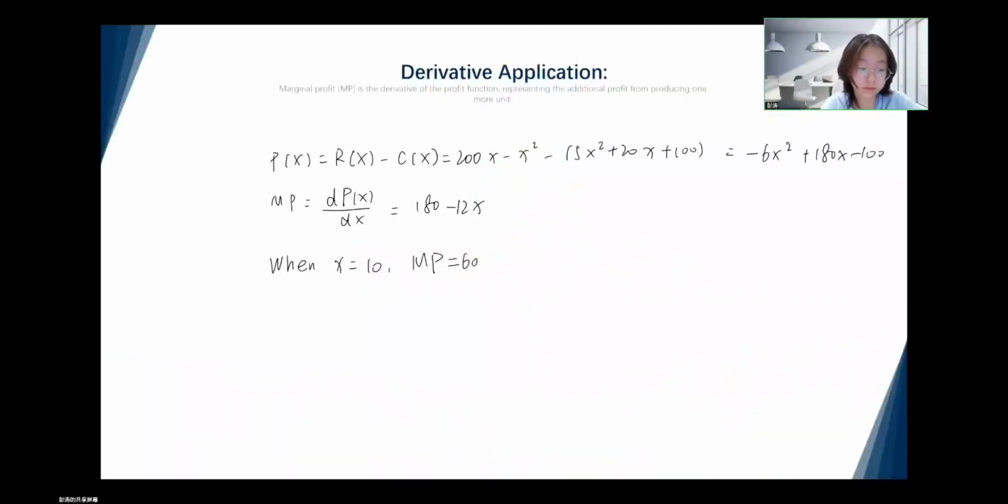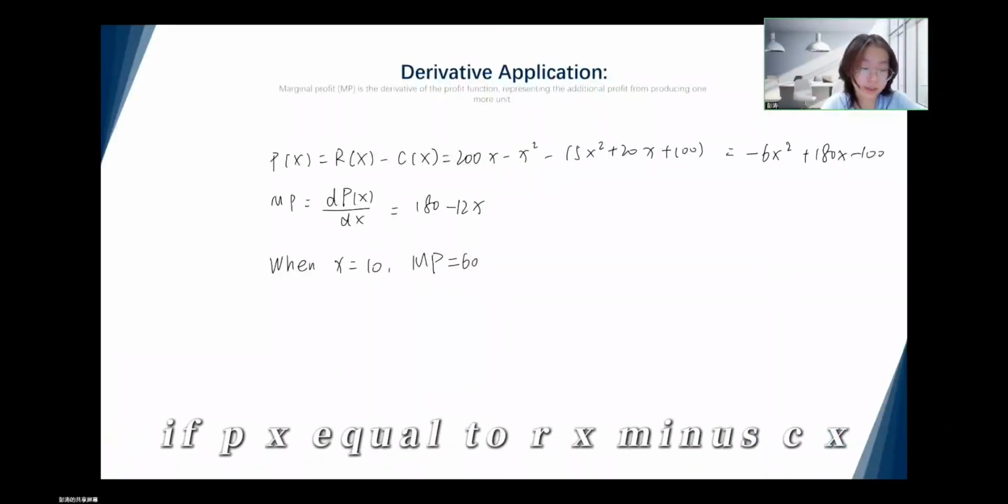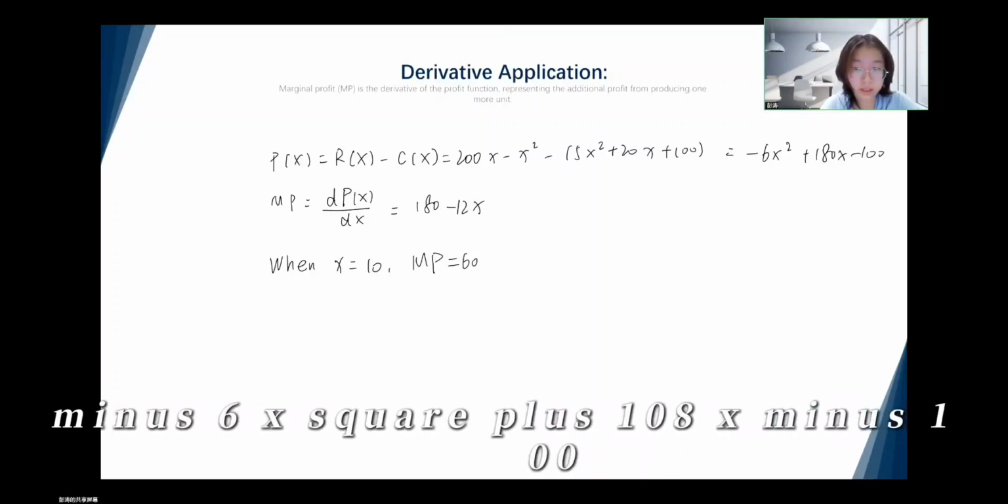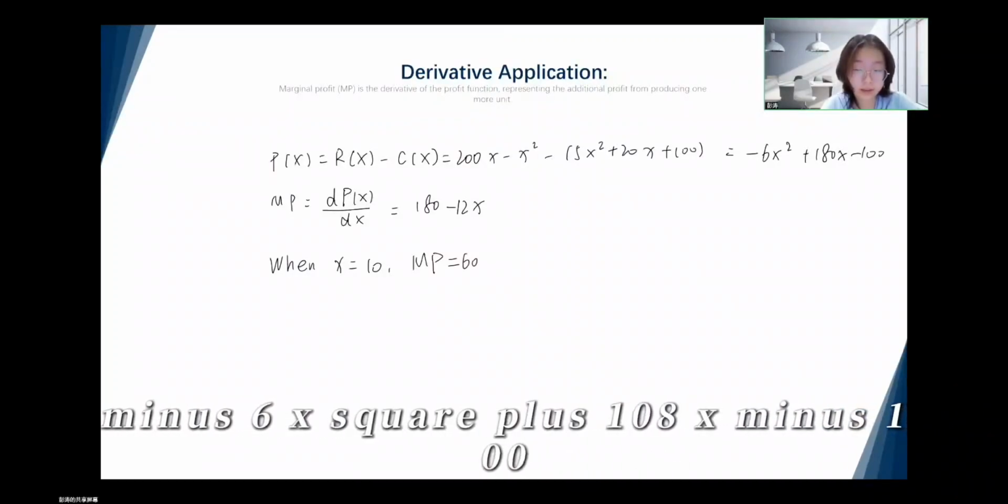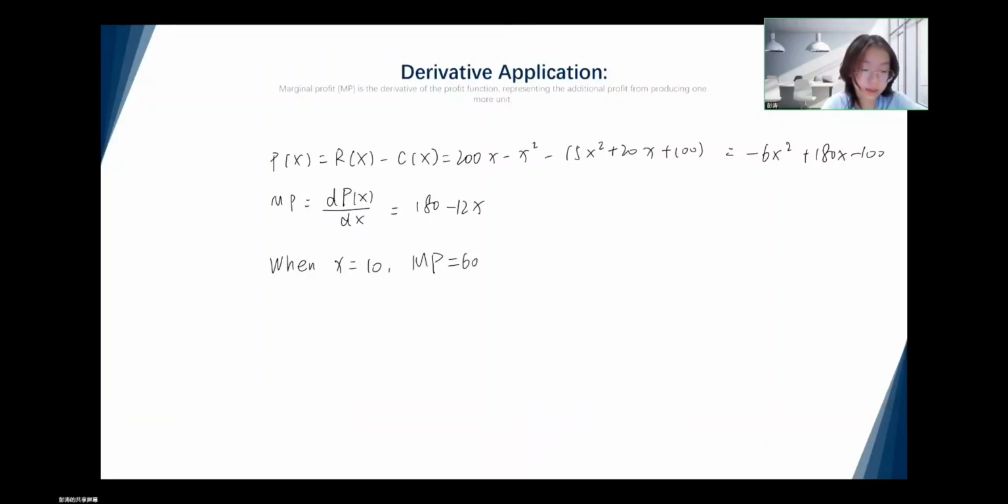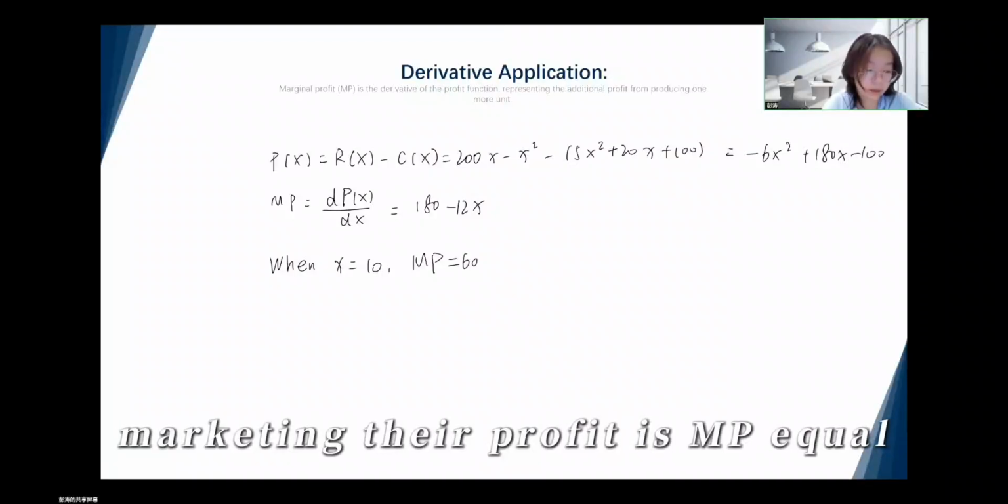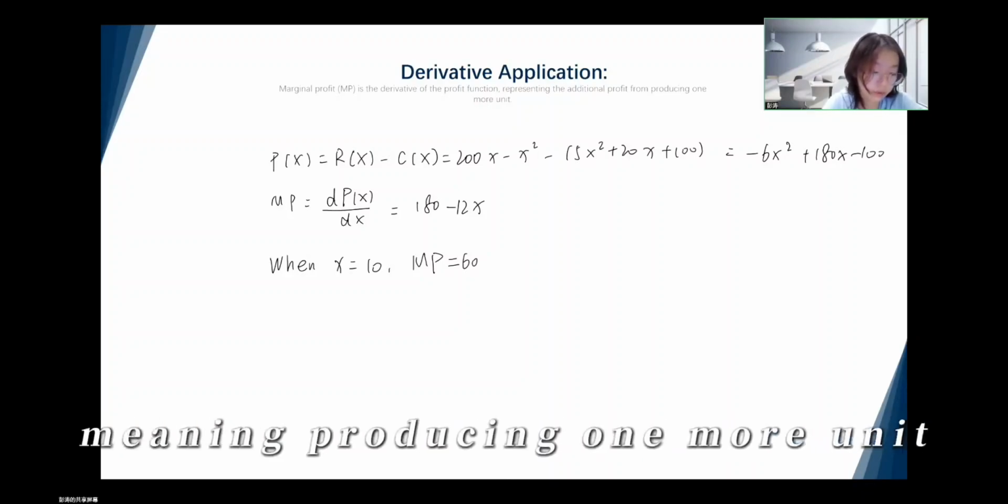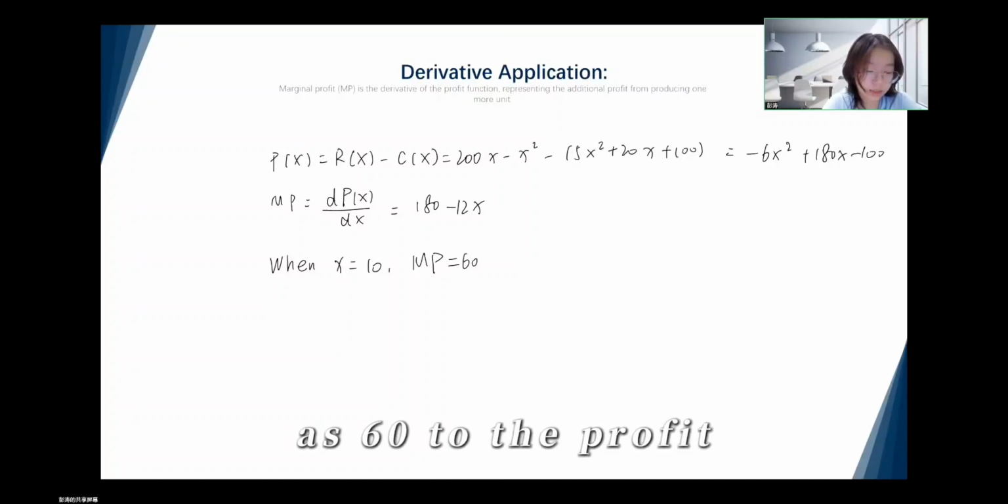For example, if P(x) equal to R(x) minus C(x) equal to minus 6x squared plus 108x minus 100. Taking the derivative, marginal profit is MP equal to 108 minus 12x. When x equal to 10, MP equal to 60, meaning producing one more unit adds 60 to the profit.